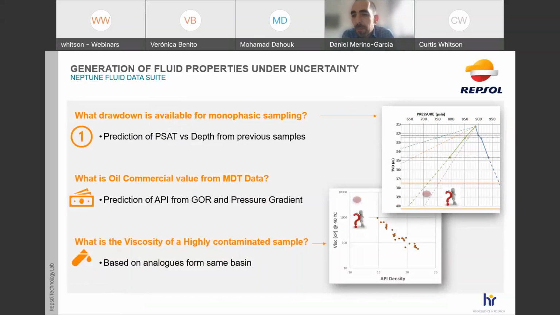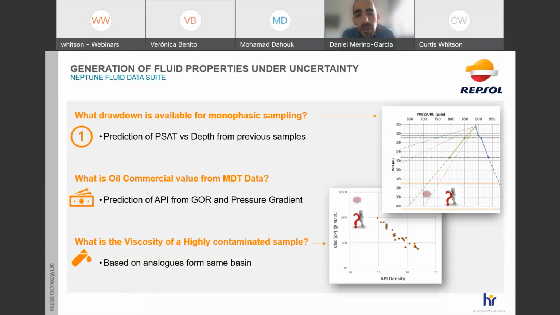Where have we used this workflow to answer questions like the following? For example, what is the drawdown available for monophasic sampling? Imagine you have a reservoir as in the one at the top here, where you know where the gas oil contact is. You have a couple of samples there that in this case were contaminated samples, so you do have an uncertainty of what the saturation pressure could be, and then you have to extrapolate to lower depths for the next sample, and you want to make sure that you have the 200, 300 PSI available for drawdown so that sample can be taken in a monophasic state, right? And in this way, select the adequate gauge for that sampling procedure.